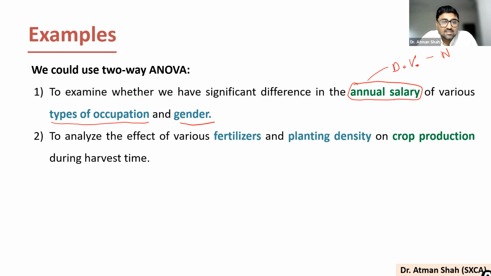Second, analyze the effect of various fertilizers and planting density on crop production during the harvest time. So crop production is our dependent variable. It must be normally distributed. Fertilizers and planting density are two independent variables. So in fertilizers, we have various categories: organic fertilizer, inorganic fertilizer. In planting density also you can have various categories. And then we are interested to know the separate and simultaneous effect of these two independent variables on crop production.